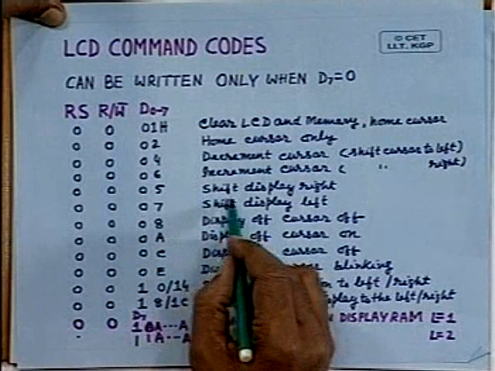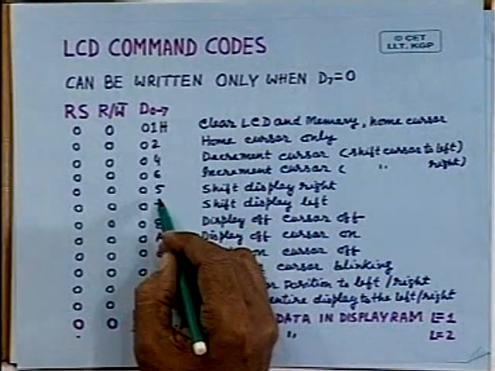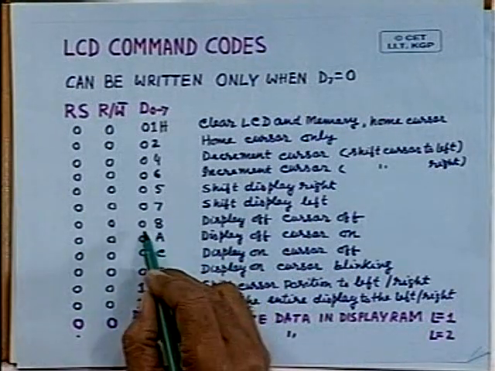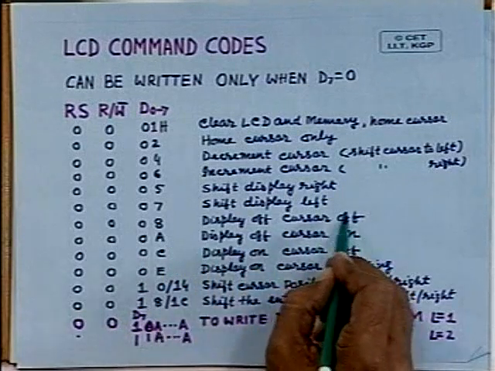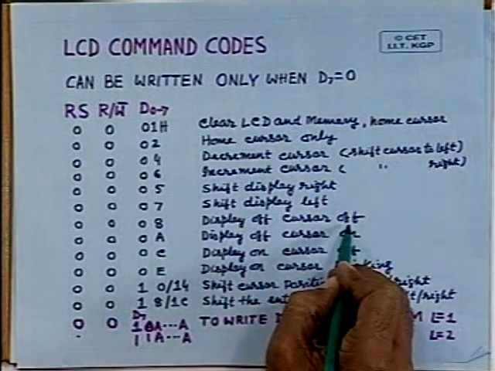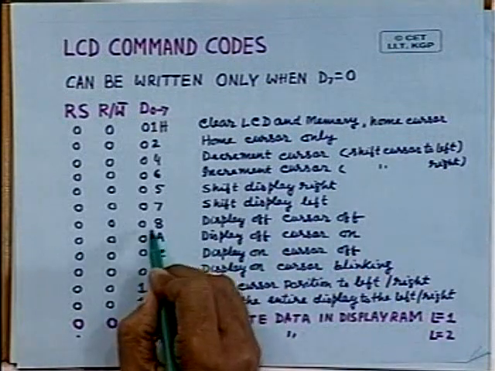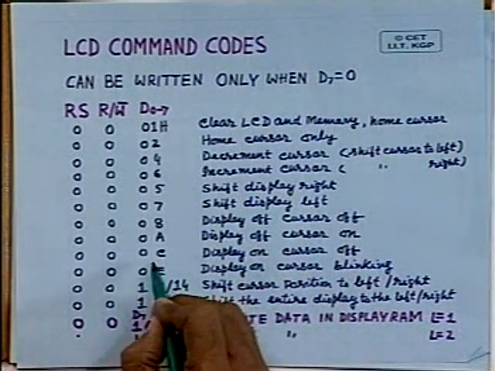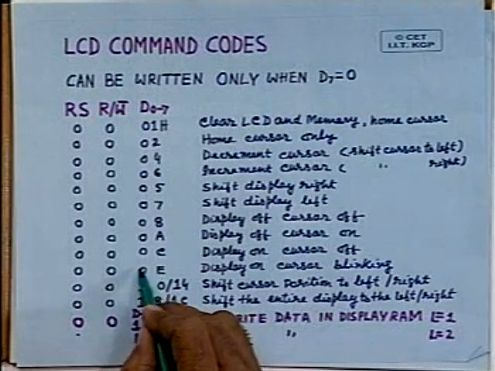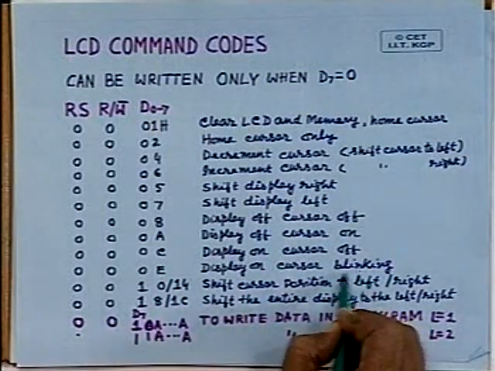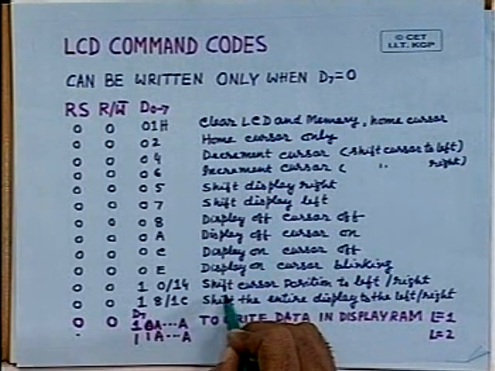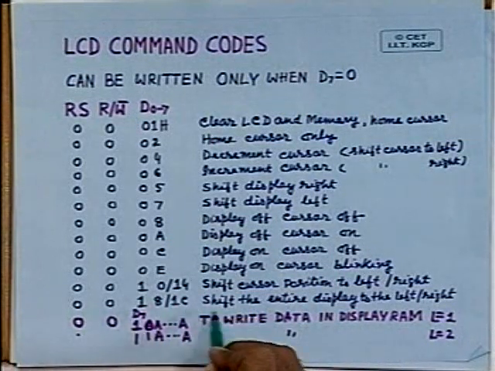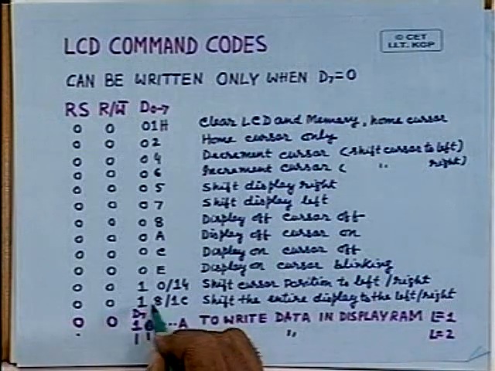In this way you can shift the display right by writing 05, and shift the display left by writing 07 into the command register. You can control the display and cursor: display off and cursor off by writing 08, display off cursor on by writing 0A, display on cursor off by writing 0C. If you write 0E, then it is display on with cursor blinking. Also you can shift the cursor position to the left or right by writing either 10 or 14, and shift the entire display to the left or right by writing 18 or 1C.